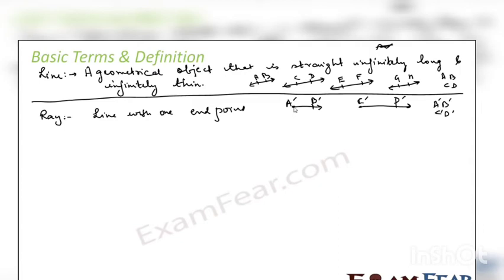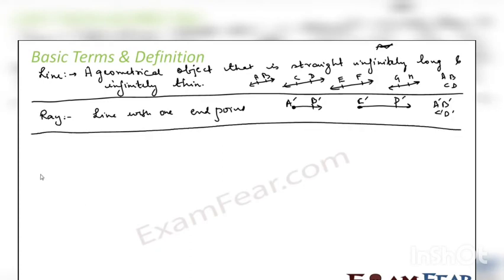You see, one point is fixed. It is not extending beyond A, but it is extending beyond B. It is not extending beyond C, but it is extending beyond D dash. So that is a ray. The third definition is for line segment.